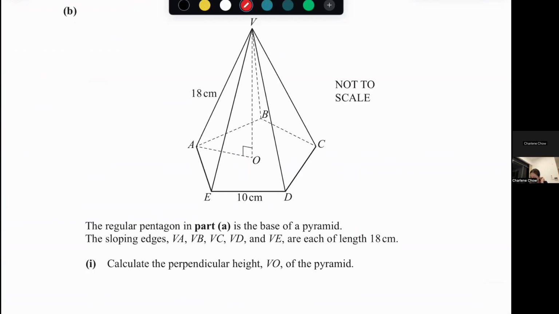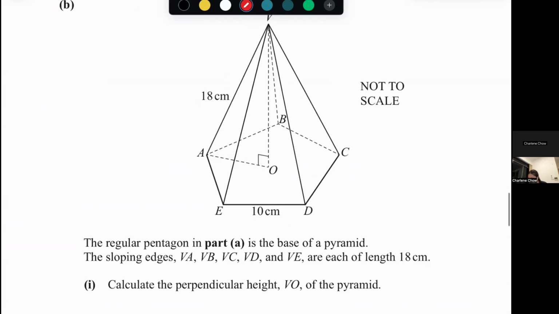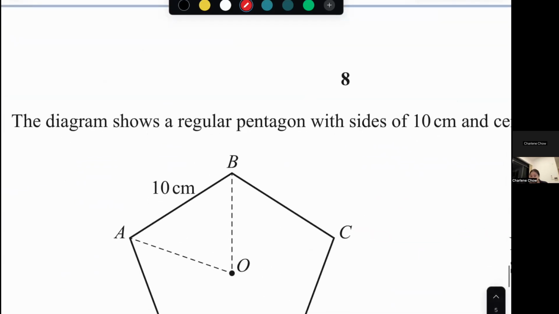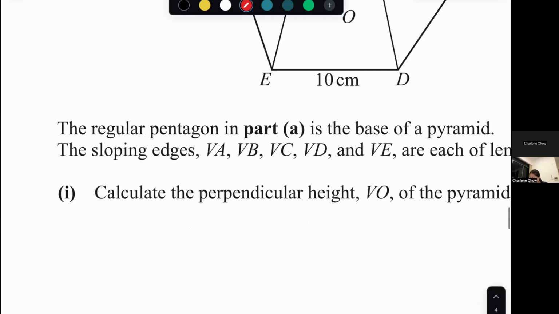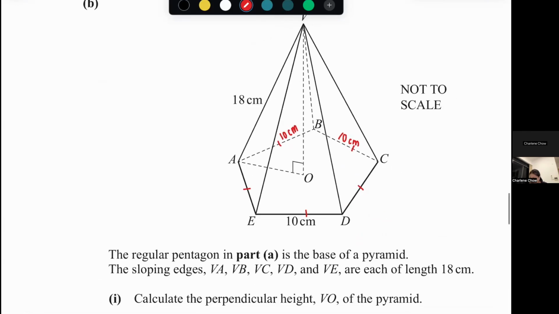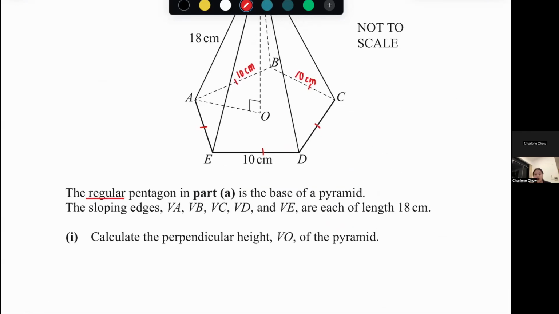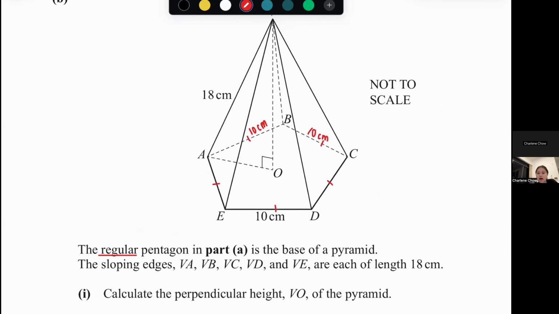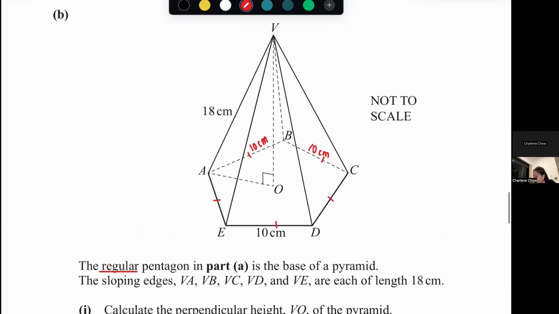Okay, let's keep going with the practice question here. You have a regular pentagon at the bottom there. The previous question, the part question, is up here. Each side of the pentagon is 10 centimeters. So AB is 10, and so is BC, and of course so are all the other sides. They're all 10 centimeters along the base of the pyramid there. I know this because it says regular. A regular pentagon is one whose sides are all the same, which in this case is given to be 10 centimeters. We were also given that all the sloping edges are 18, so I'm just going to write that down.